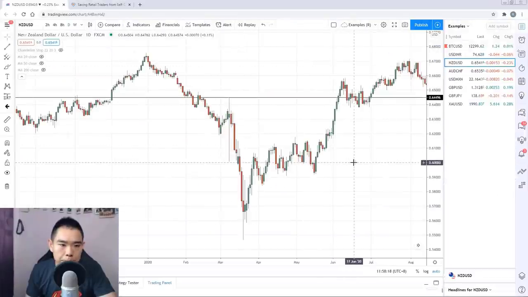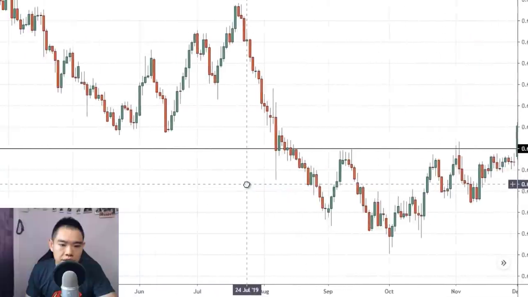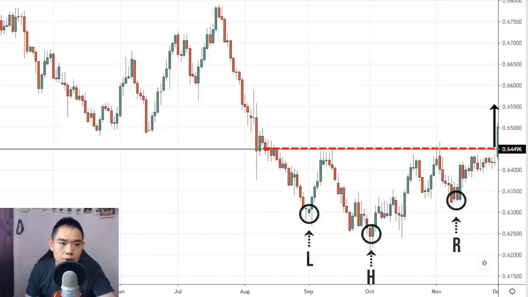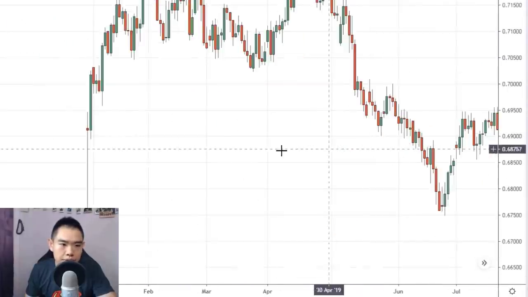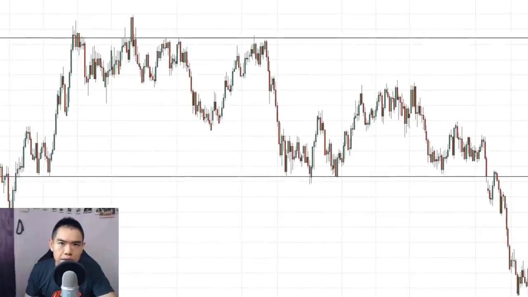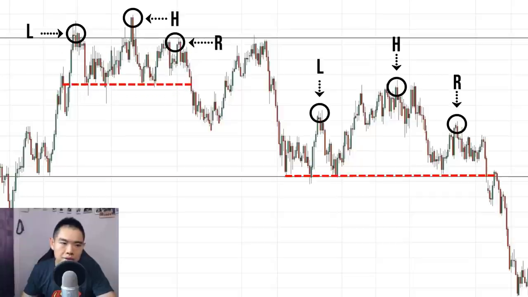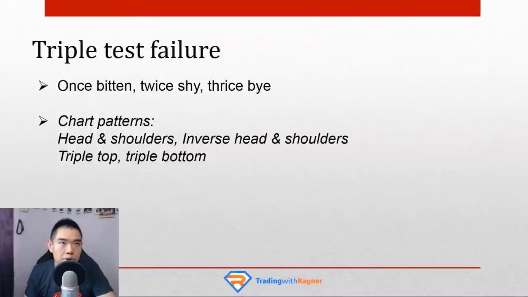So over here you can see we have this head and shoulders pattern, or the triple test failure, tested once, twice, and three times, otherwise known as a head and shoulders pattern. We have this neckline, then price breaks out. Or how about this one at Aussie Swiss franc? You see head and shoulders pattern here, head, left shoulder, head, right shoulder. And over here we have another inverse head and shoulders pattern. So you can see the market tried to break out three times but failed, and then reversed back in the opposite direction. So this is what I mean by the triple test failure.